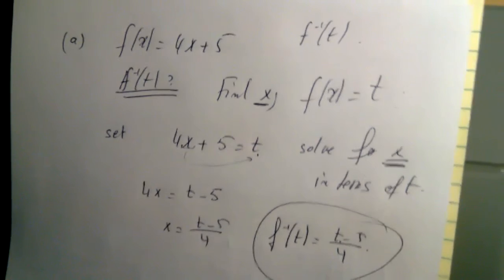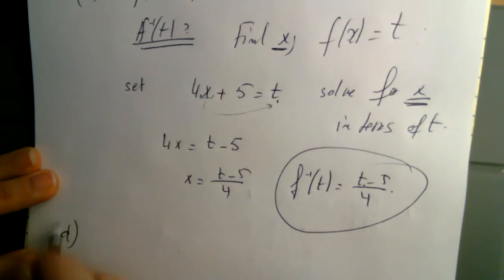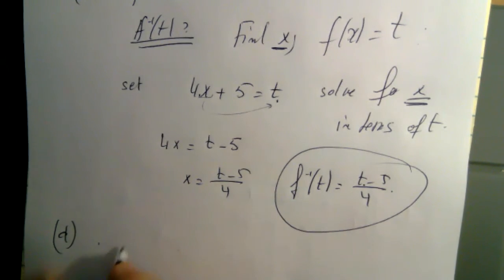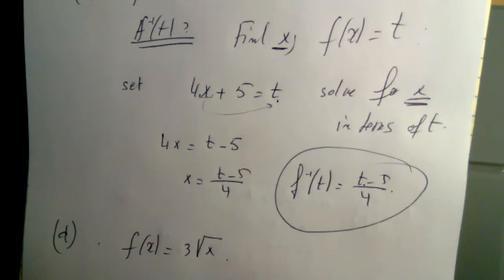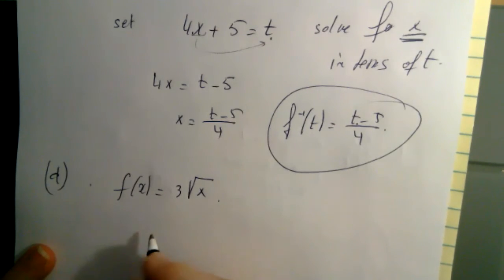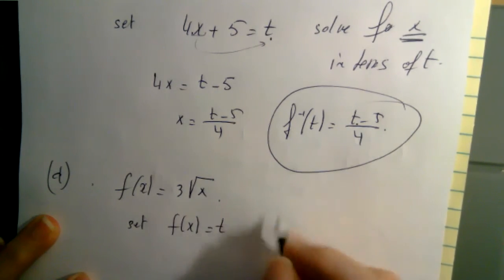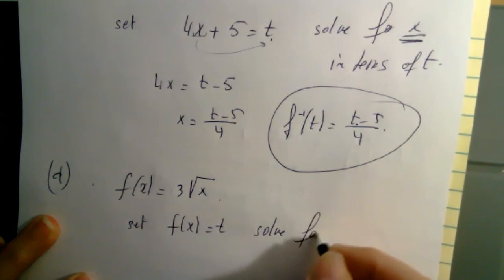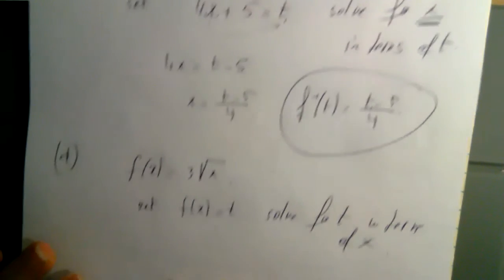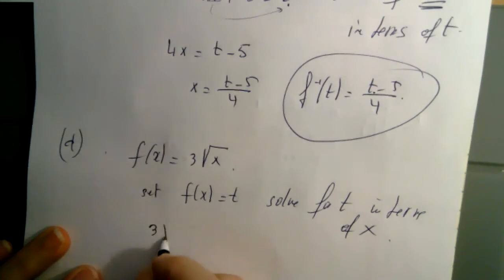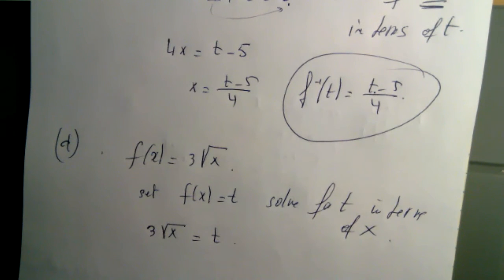Okay, I will definitely do one more. Let's do that d, for example. And here f of x equals 3 square root of x. And the question is find a formula. So we're going to set f of x equal to t and solve for x in terms of t. I want to solve for x. All right, back to you.